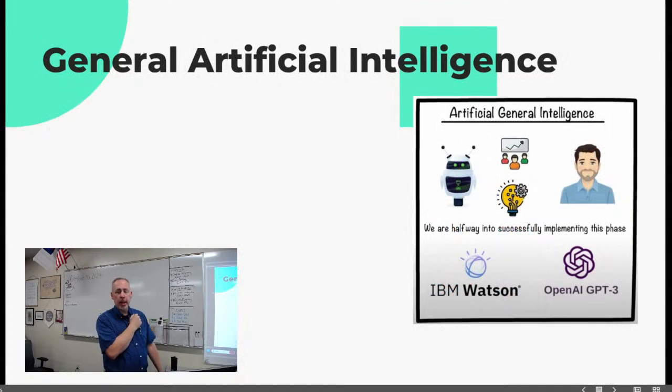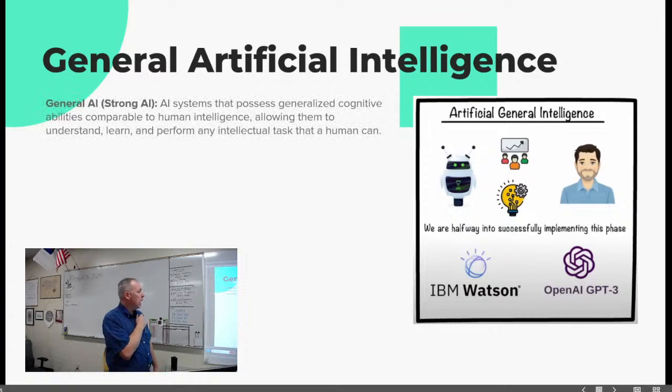So general artificial intelligence is getting more into IBM Watson, ChatGPT. These are systems that will possess a generalized cognitive ability, all right? More comparable to human intelligence. So now we're upscaling a little bit. It's allowing them to understand, learn, and perform certain or any intellectual task that a human can. And we're going to talk a little bit later about neural networks. You may have heard that term. It's been in the news a lot. Anything with SpaceX or Elon Musk, you're going to hear neural network.